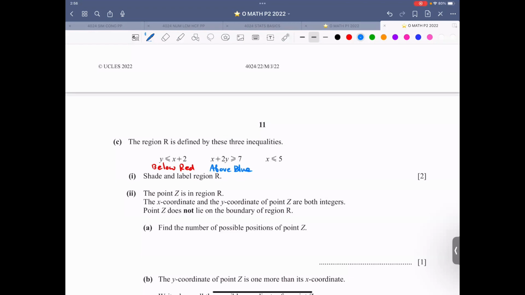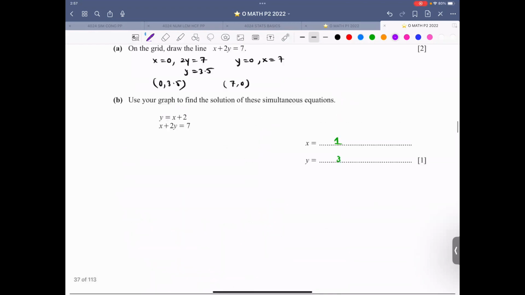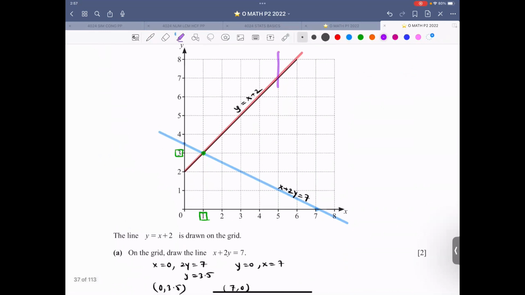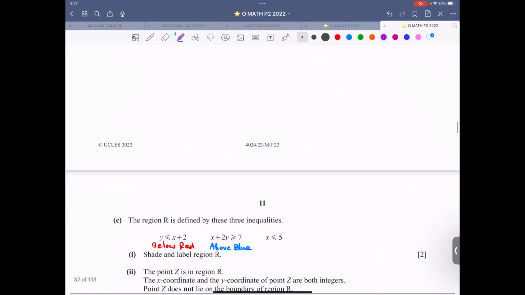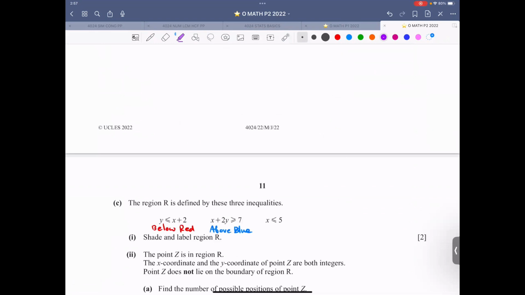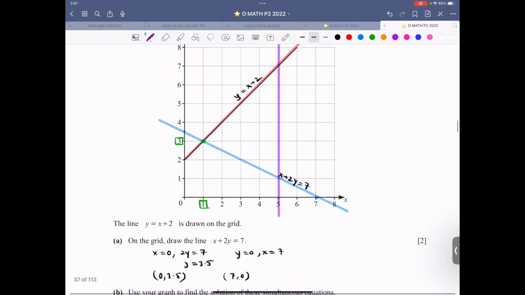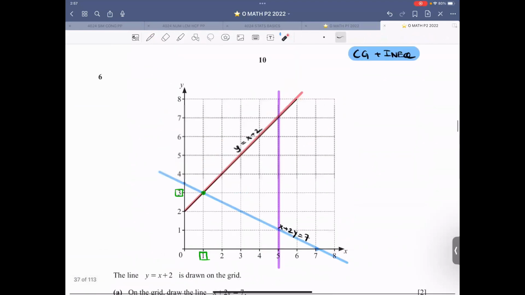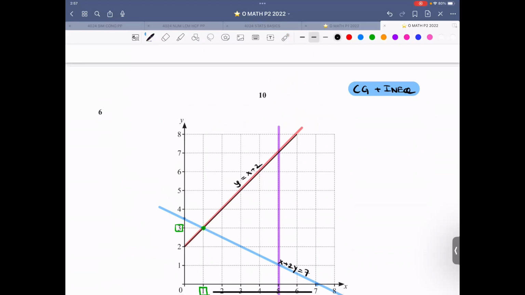And x is less than or equal to 5. So x equals 5. Let me first draw it. So x equals 5 is this line. And they all are solid lines because the inequalities are all inclusive. And it is left of this line. So this is the region R. Do we have to label it? Shade and label region R. Okay, that's the first thing. So this is the region R.